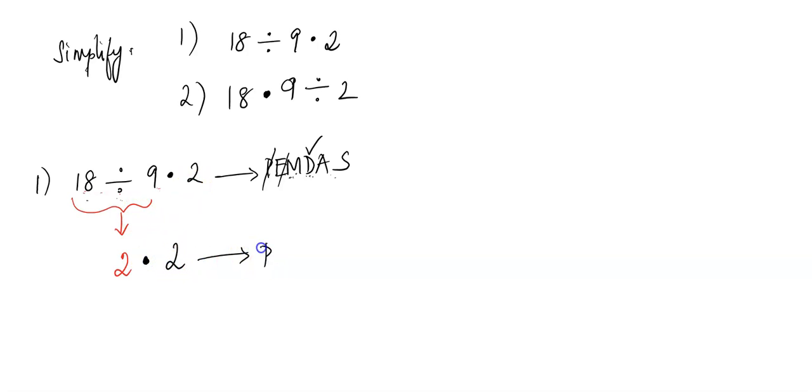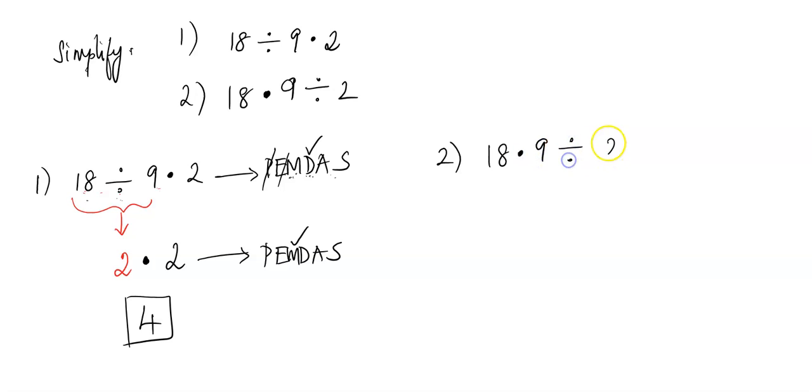Then once again, you do the PEMDAS. Here, no problem, because it's only multiplication that's present here. So 2 times 2 is 4. And that is the answer here. Okay. So for number 2, it's 18 times 9 divided by 2.